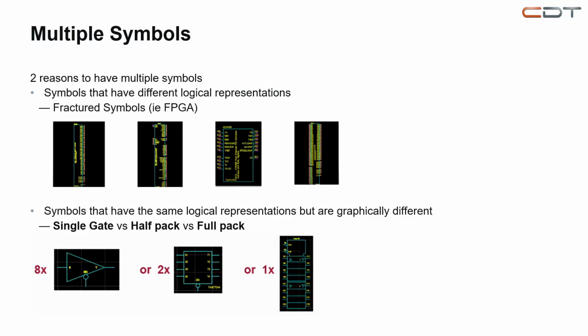Of course, you may have multiple symbols, because, for example, if you're using FPGA, it's physically not possible to create one full symbol for FPGA because of huge amount of pins in that symbol. So it will be logical to create fractured symbols. For example, split the FPGA into banks, or split power pins in a separate symbol, and so on.